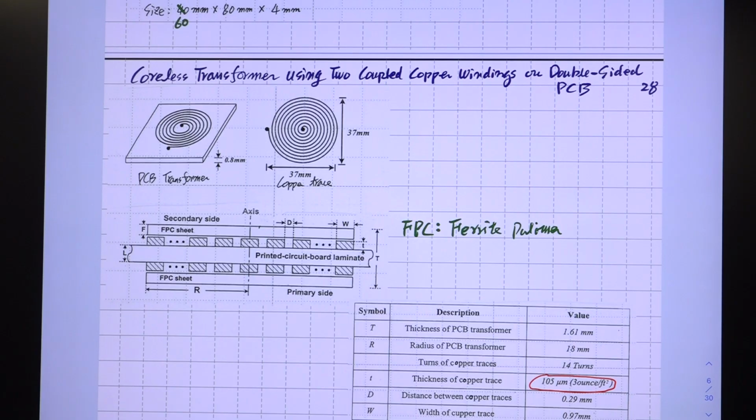Maybe the relative permeability is relatively small, this one. Less than 1,000, something like that, I don't know. This was necessary for the magnetic shielding.